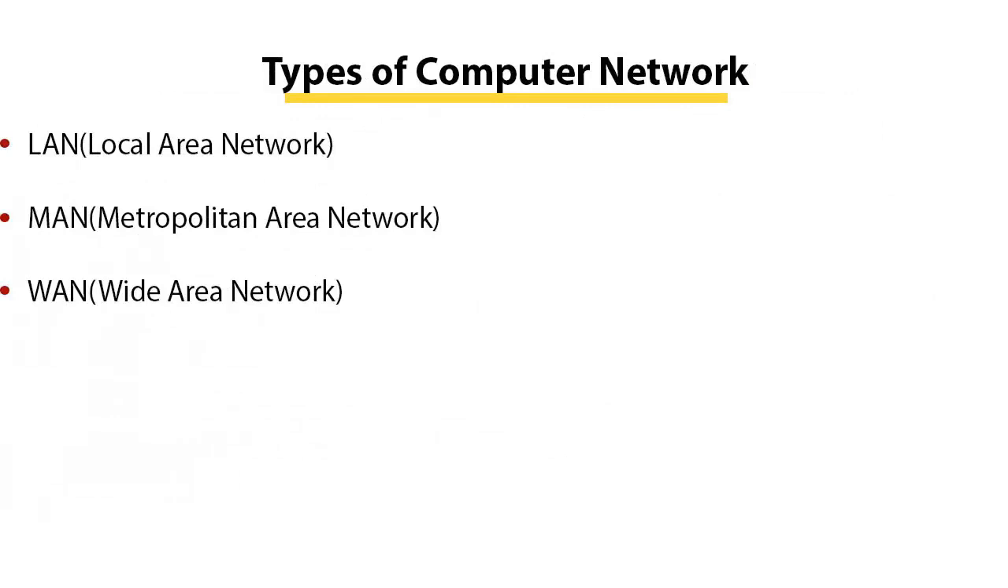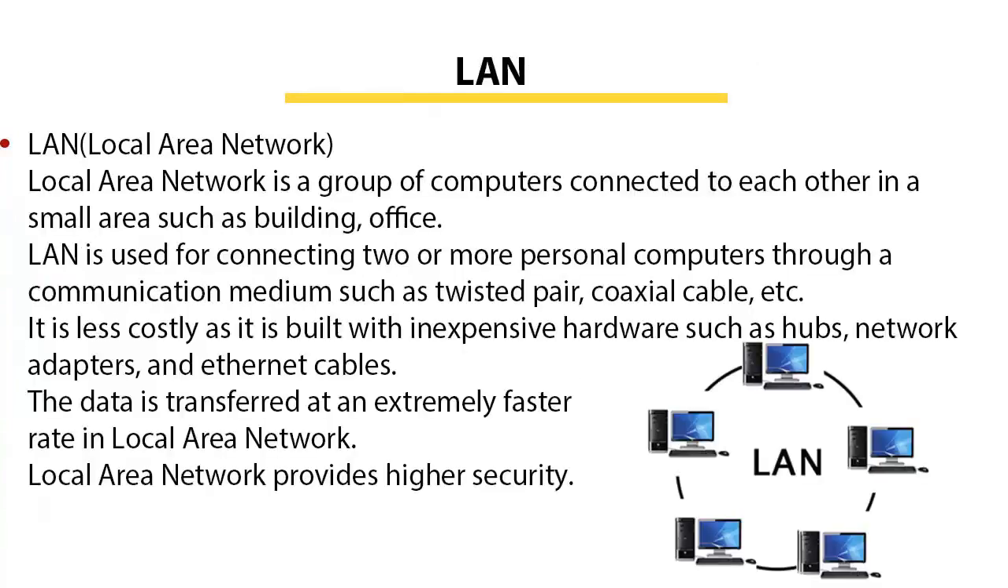Then you have the types of computer network. So here are 3 types that we are going to discuss. The first one is LAN, then you have your MAN and then WAN. So LAN stands for local area network, MAN stands for your metropolitan area network and WAN stands for your wide area network. So let's see what these are.